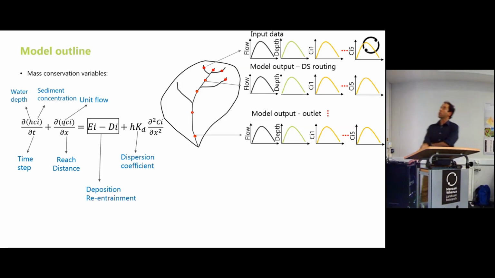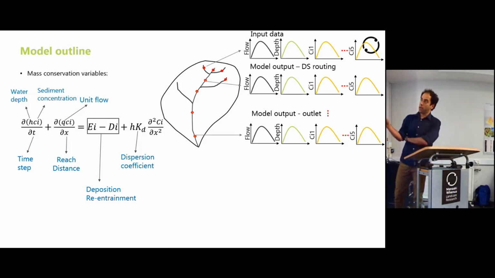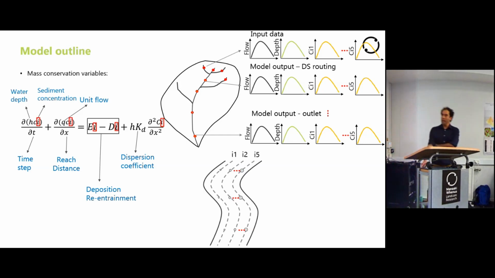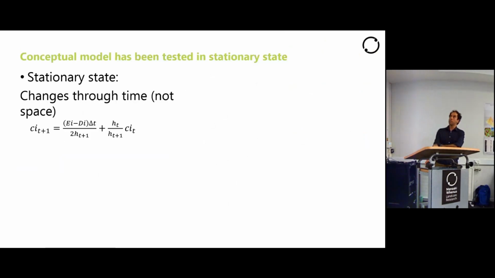And basically, what we are doing is trying to calibrate the model in a catchment, which I'll show you, by calibrating some parameters in the erosion, deposition and dispersion terms. And as I said, it has different fractions. So we run this mass conservation for each fraction separately at each reach, and then sum them together to calculate the total concentration.